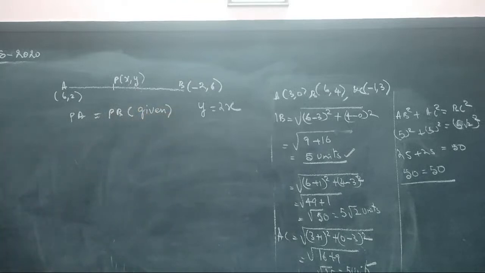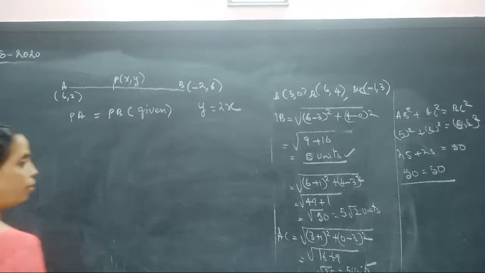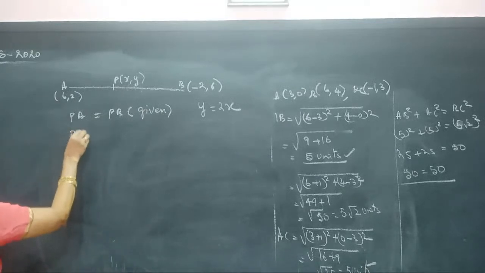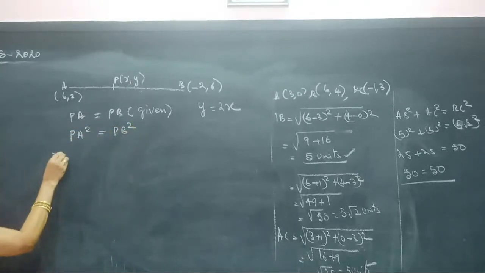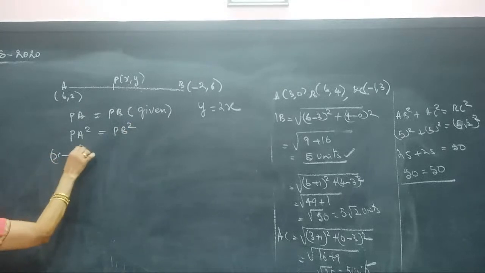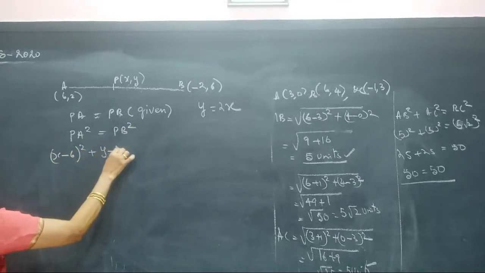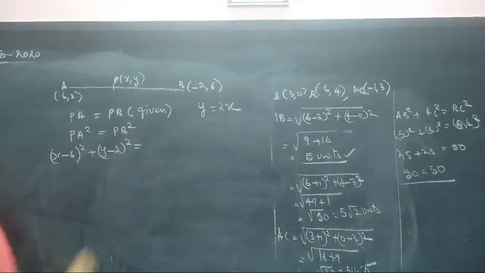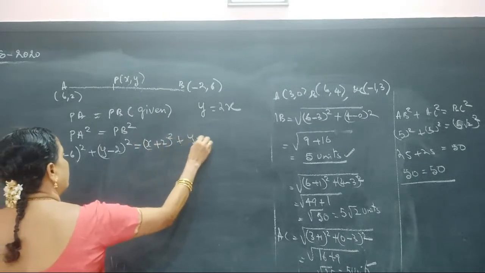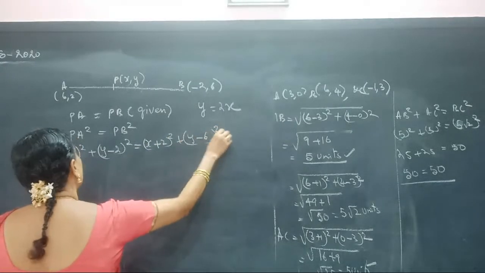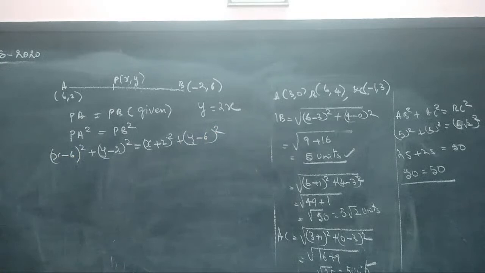So don't answer haphazardly, go according to the steps. Each step has its own weightage. PA square equals PB square. (x minus 6) whole square, (y minus 2) whole square. While writing, repeat the formula to avoid confusion. (x plus 2) whole square, (y minus 6) whole square. Now expand.